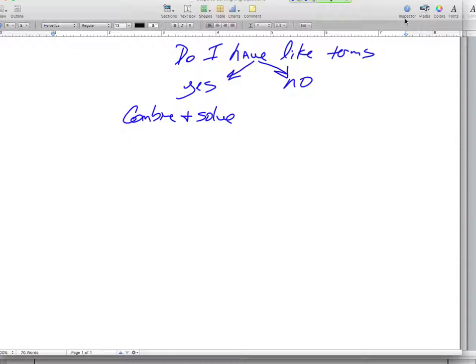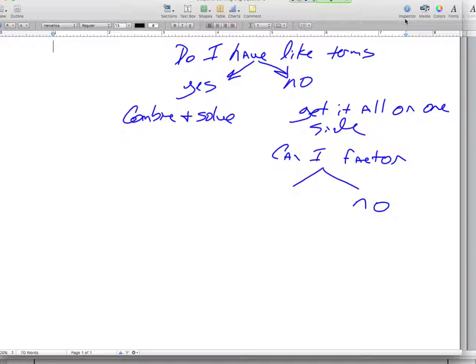If the answer is yes, then you combine and solve. If the answer is no, get it all on one side. All right, then what's the next question I ask myself once it's all on one side? Can I factor? We'll put the yes over there. If I can factor, then I factor and set it equal to 0.